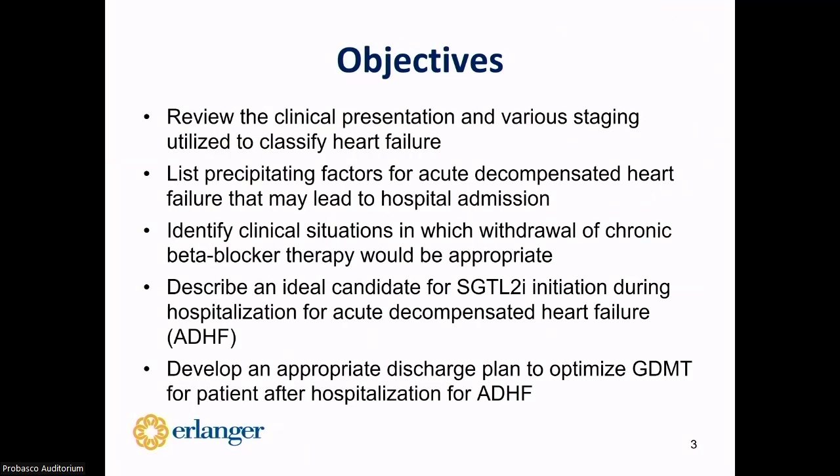By the end of this presentation, it's my goal that we will have reviewed the clinical presentation and staging utilized to classify heart failure. You'll be able to list precipitating factors for acute decompensated heart failure that may lead to hospital admission. You can identify clinical situations in which the withdrawal of chronic beta blocker therapy might be appropriate. You can describe an ideal candidate for which an SGLT2 should be initiated during hospitalization for acute decompensated heart failure. And you can develop an appropriate discharge plan to optimize the patient after being hospitalized for acute decompensated heart failure.